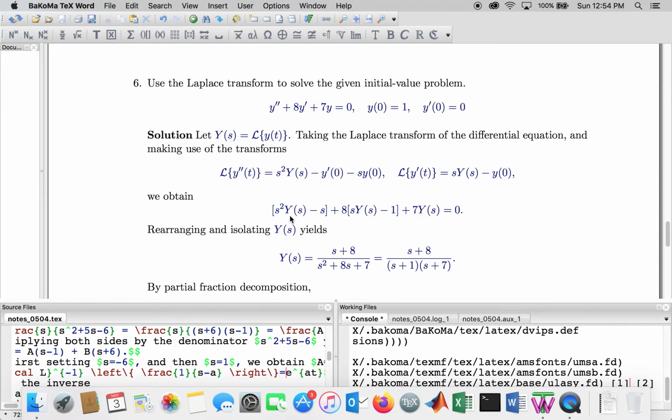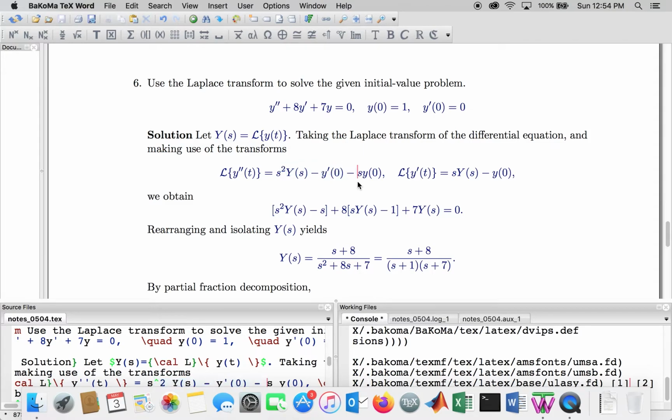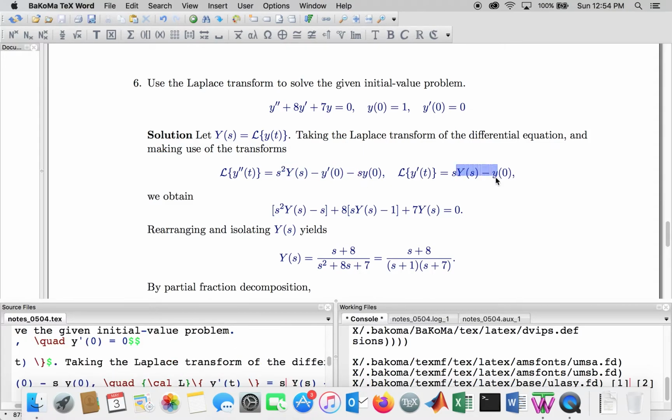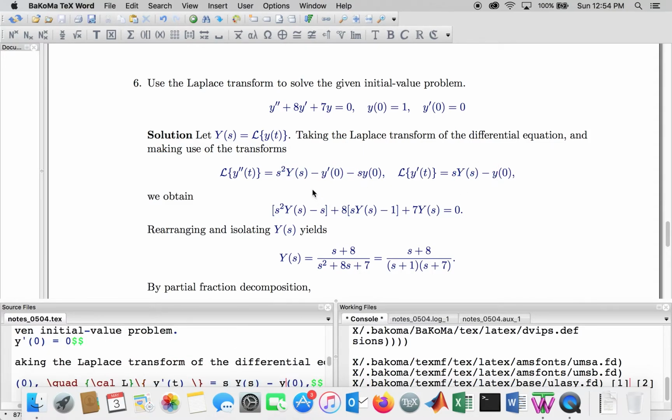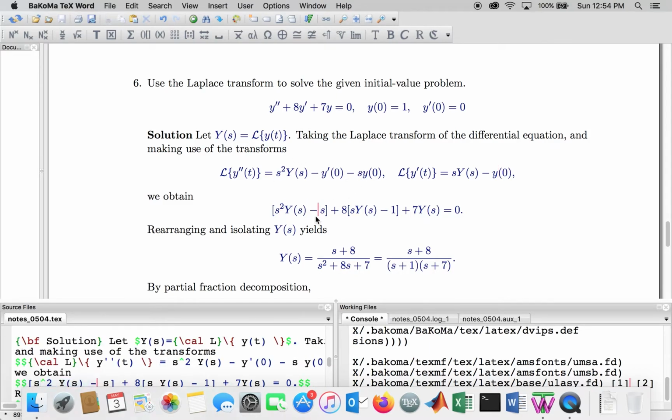On the left side, you'll use this rule for transforming the second derivative, this rule for transforming the first derivative. So here we fill in the initial values. y prime of 0 is 0, and then y of 0 is 1. So we have s squared Y of s minus s, that goes down here for y double prime. For y prime, we have sY of s minus 1, which is y of 0, so that goes down here, and then 7 times Y of s.